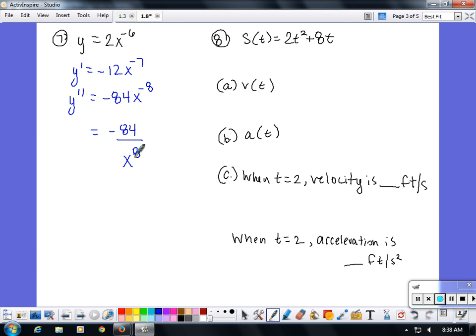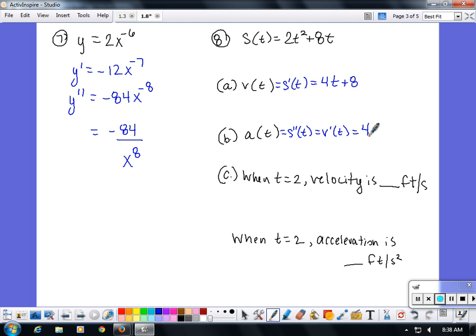8. Given s of t, find v of t. V of t is just the first derivative. So the first derivative gives you 4t plus 8. And that represents velocity. B, find a of t. A of t is acceleration. So we're going to take the second derivative of the position, or you can say, let's take the derivative of the velocity. Either way, it's the derivative of part A, which is 4.